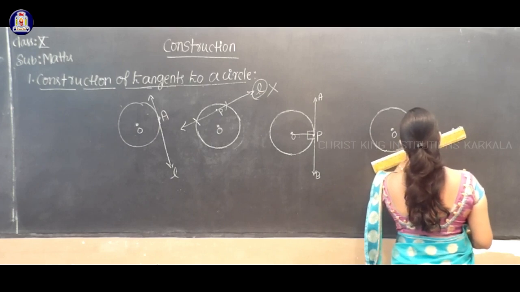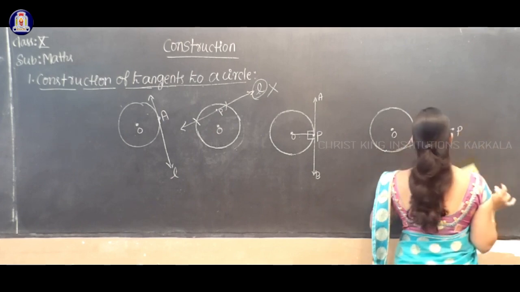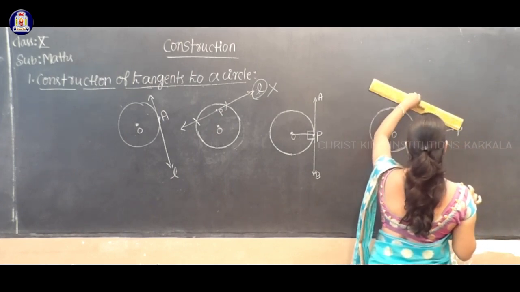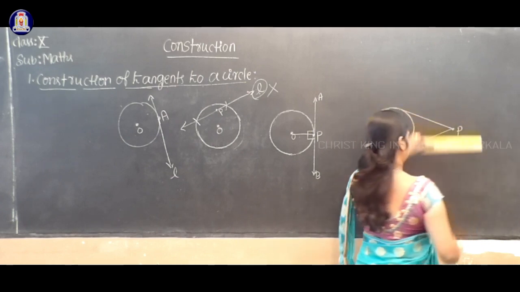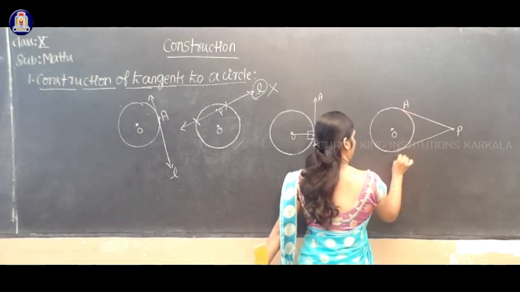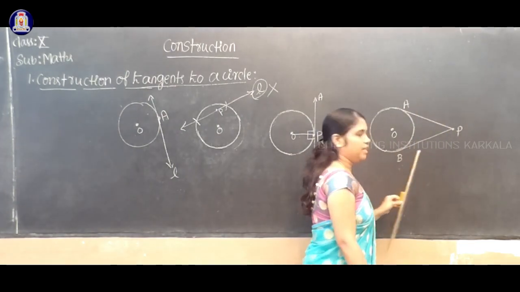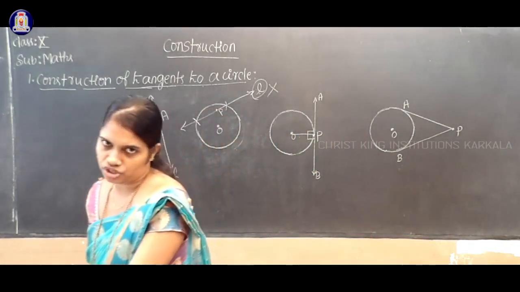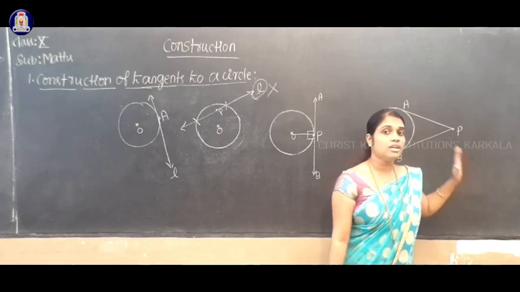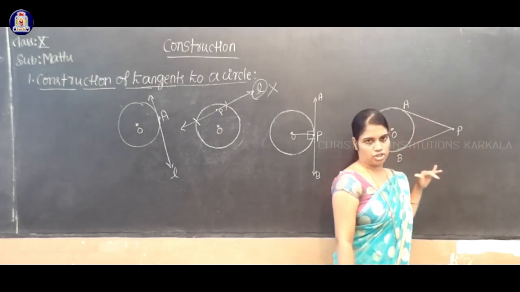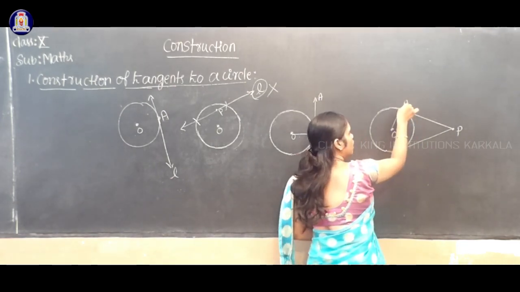So this is one tangent, and this is another tangent. I'll mark the points as A and B. So here PA and PB are the two tangents. If I consider one point outside the circle, what is the number of tangents? Two tangents.